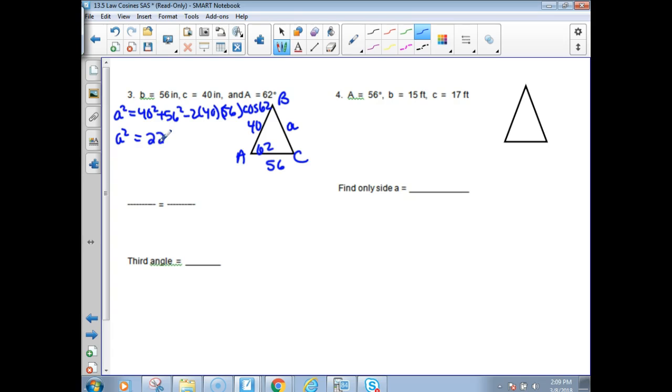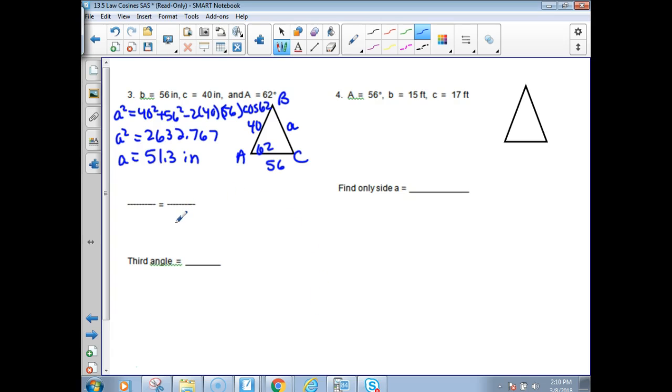Wait, this is number 3. Sorry, I'm looking at the wrong one. Can you tell me what you got on your calc when you typed it? It was 2,632 point 767, and so on. Okay, take the square root of that. You should have gotten 51.3, and that would be in inches. Anyone got a problem with that calculation? You need to be doing it so that you know if you're getting the right answers.